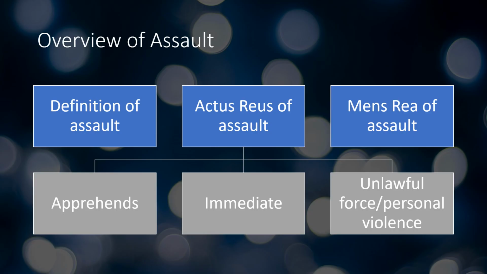So that concludes the overview of assault. So we looked at the definition, we looked at what the actus reus is and broke that down, and we looked at the mens rea as well. Now, of course, when we apply this to problem questions, we conclude, and we should also always outline what the potential sentence is going to be if they are guilty or not guilty.